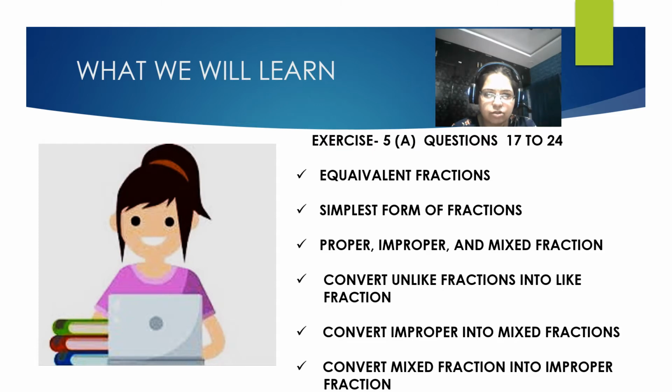Today we will learn and solve exercise 5a questions 17 to 24 and topics are equivalent fractions, simplest form of fractions, proper, improper and mixed fractions, convert unlike fractions into like fractions, convert improper into mixed fraction, and convert mixed fraction into improper fraction. Let's solve some questions.